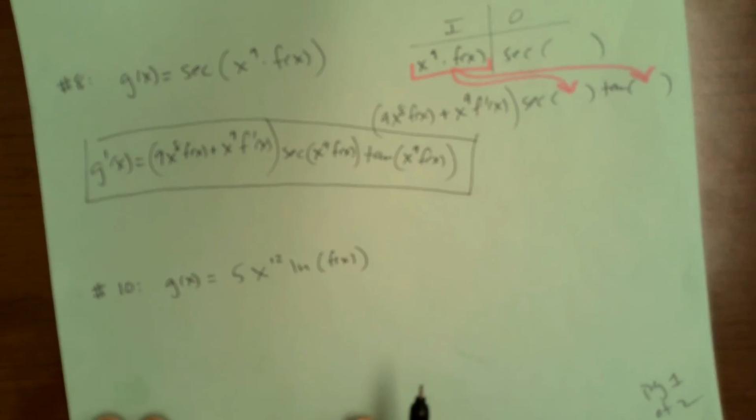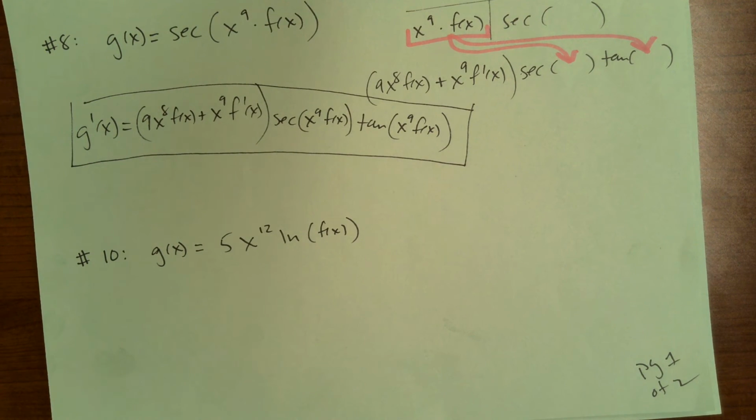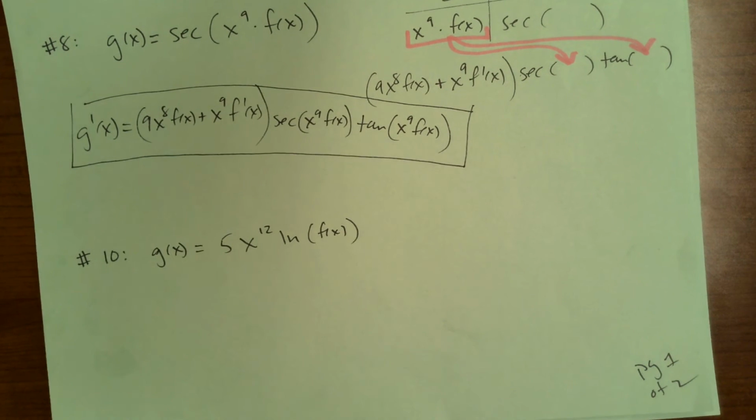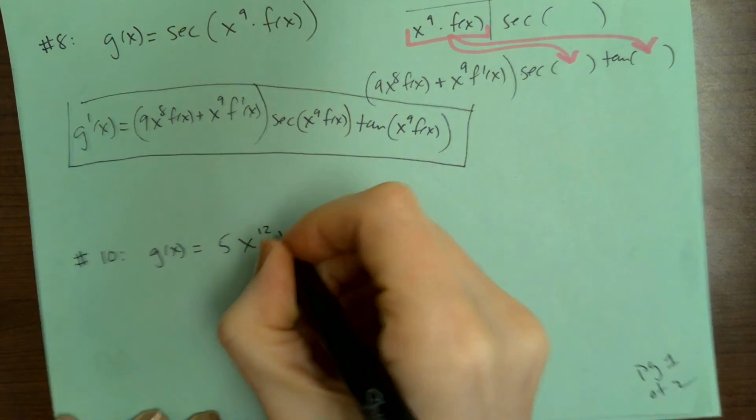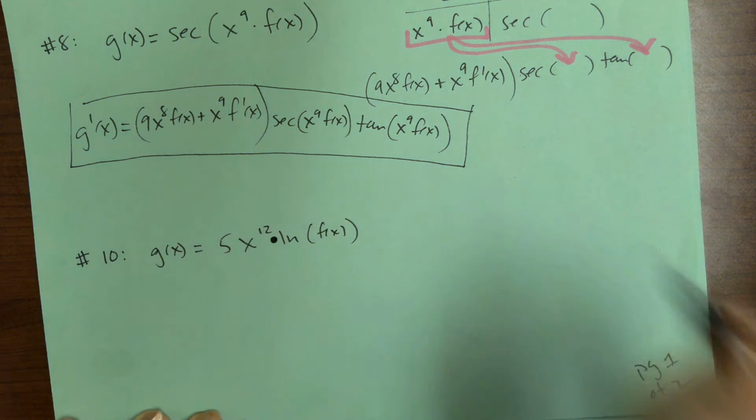Now this one. Okay, so first, you ask yourself, is this primarily a product, a quotient, or a composition, which would be inside, outside. So product, quotient, or inside, outside, maybe say that. This is primarily a product. So let me put a multiplication dot to separate the two functions.